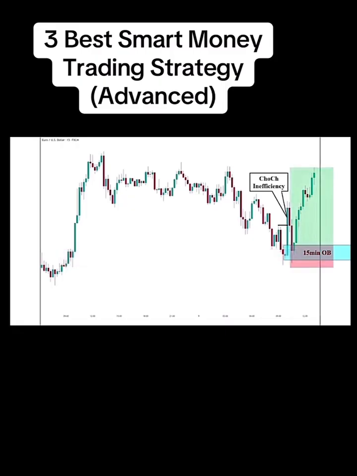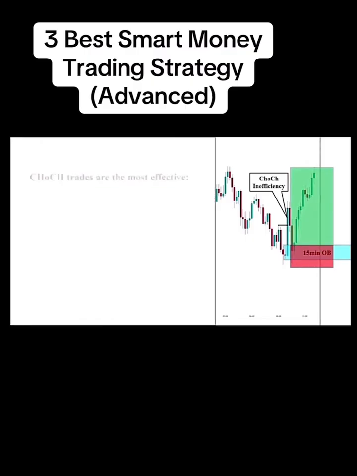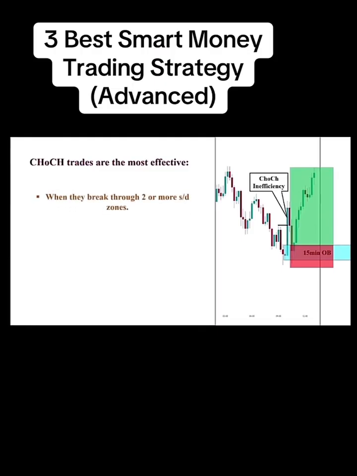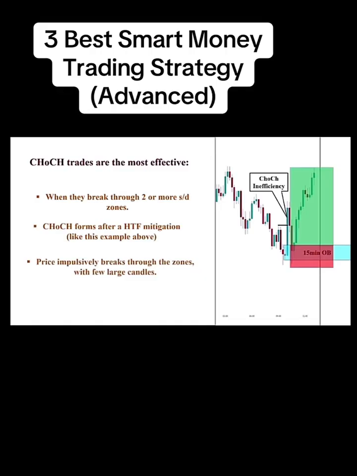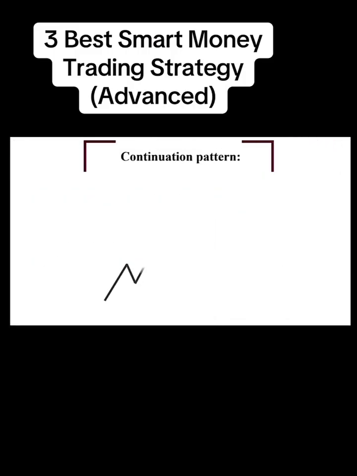So we place our buy position a spread size above the 15-minute order block with our stop below the swing low. But remember, change of character trades are most effective when they break through 2 or more supply demand zones. Change of character forms after a higher time frame mitigation. Price impulsively breaks through the zones with a few large candles. So let's move on to the next setup.